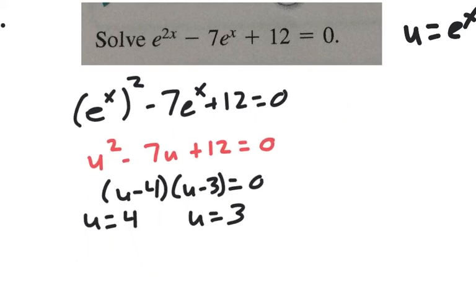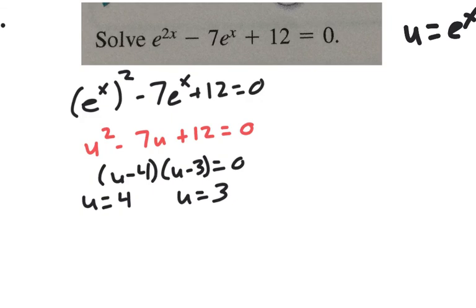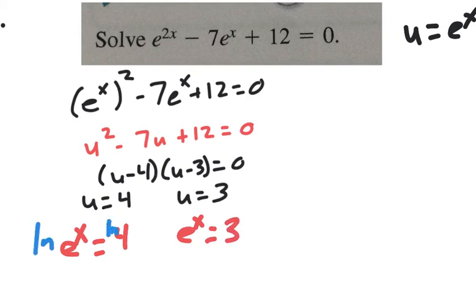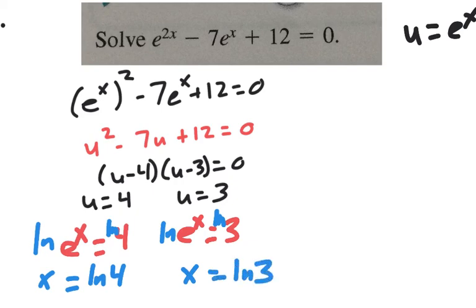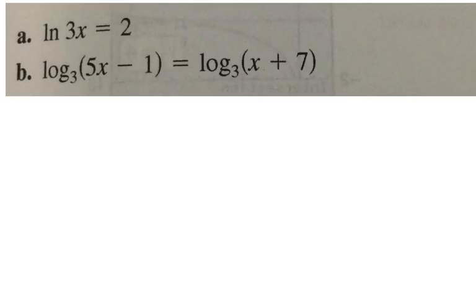Then substituting back in, I'm going to get e to the x equals 4, e to the x equals 3. Take a natural log of both sides for both equations. So x is equal to the natural log of 4, and x is equal to the natural log of 3. Works.